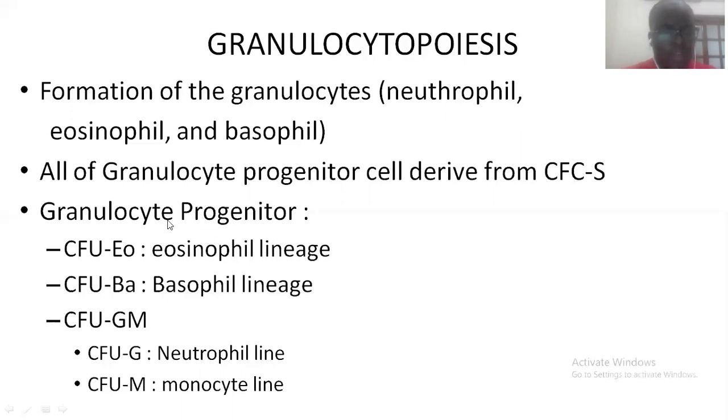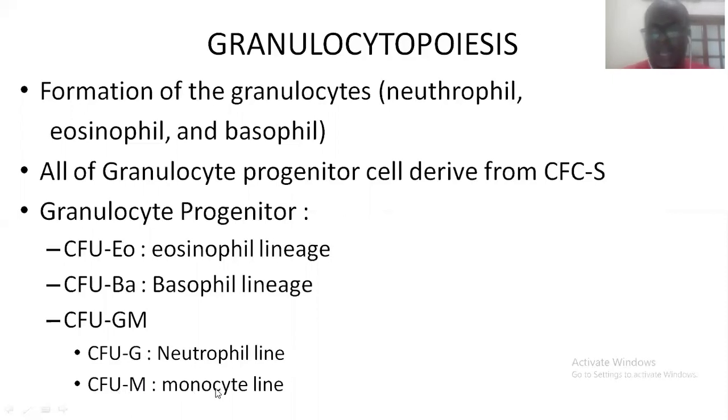And the committed cells here, you have colony-forming unit eosinophil. This will form the eosinophil lineage, so it will develop into a mature eosinophil cell. Then you can also have a committed cell called colony-forming unit basophil. This will form the basophil lineage. Then you can also have colony-forming unit granulocytes and macrophages or monocytes. You have colony-forming unit G, that can also stimulate the neutrophil line. Then you can also have the colony-forming unit monocytes that will later become the monocytes.